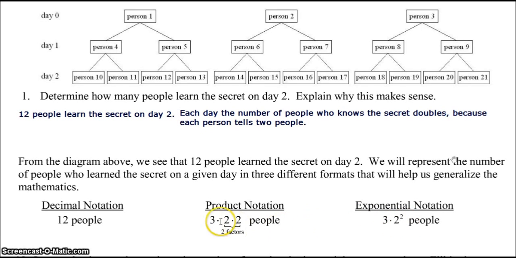So it's really interesting, this 3, if you think about it, that's the number of people we started out with originally. And then each day we add another factor of 2. Day 1, 3 times 2 is 6. Day 2, 3 times 2 times another 2 makes 12.